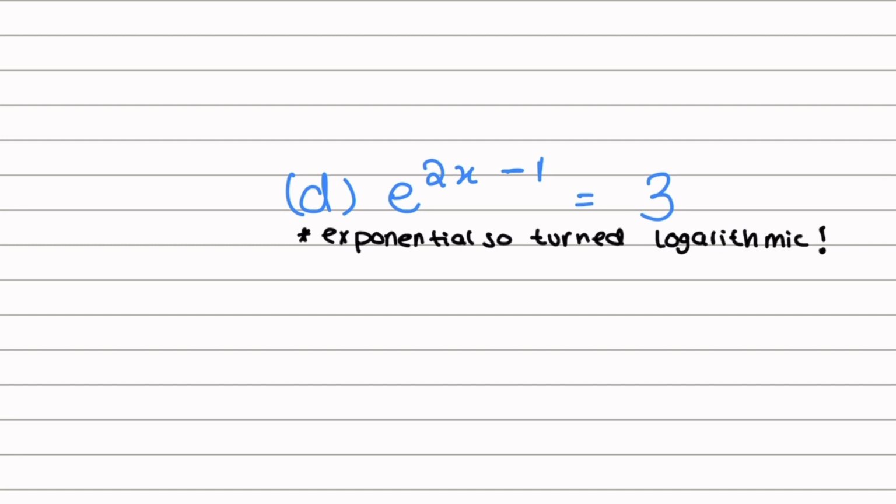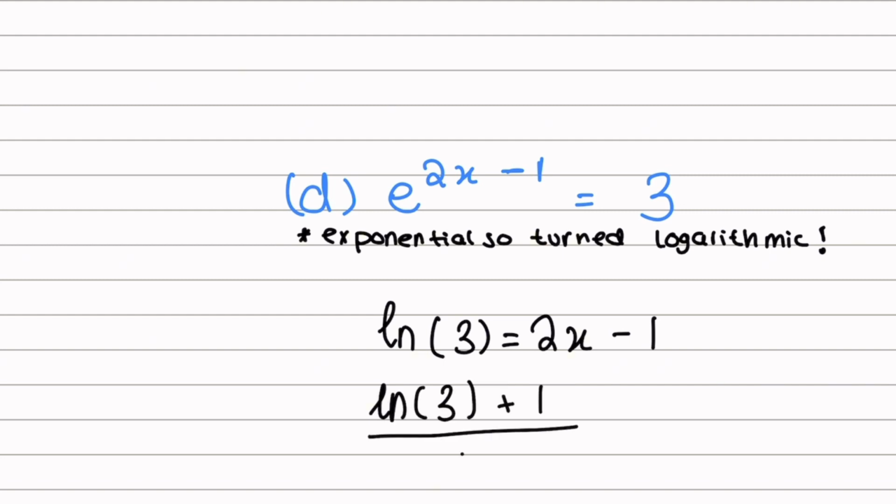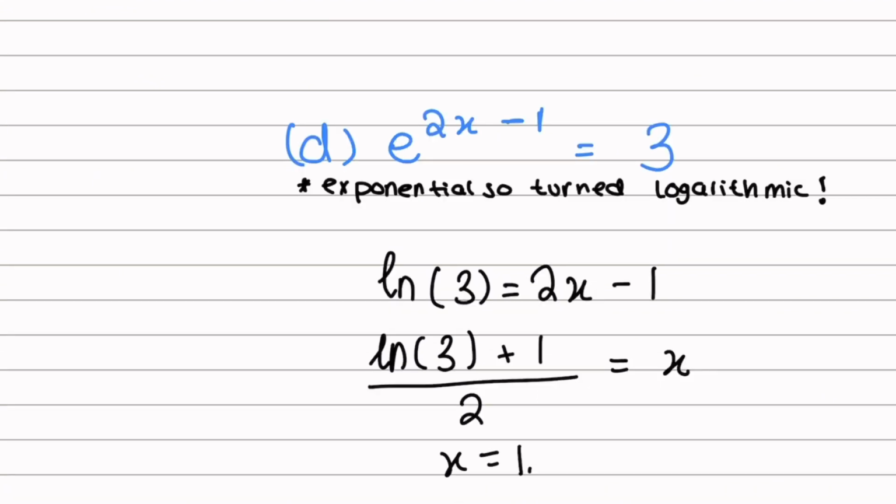Now in order to solve this, again, this time it's exponential, and it's going to be turned to logarithmic. So in order to turn it to logarithmic, you're going to notice that it's to base e, so I'm going to take ln, and ln of 3 should equal to 2x minus 1. Send 1 to the other side, divide by 2, and you should get x equal to 1.04.